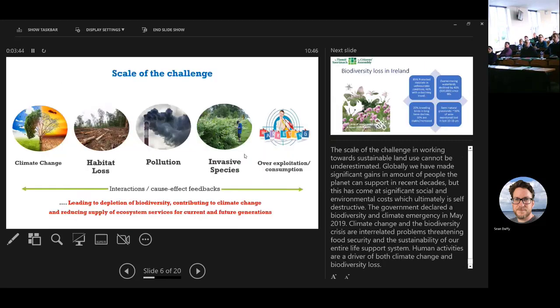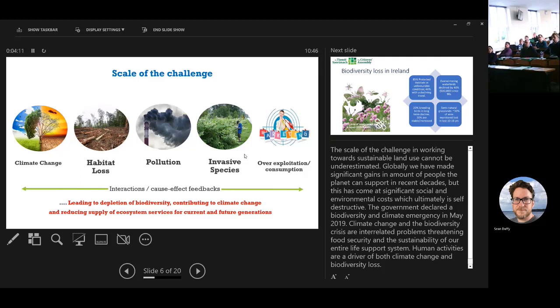But the scale of the challenges we face in terms of working towards sustainable land use cannot be underestimated. So globally, we've made significant strides in the last number of decades, the last 100 years or so, in terms of the amount of people that the planet can support. But this has had significant social and environmental costs, which are ultimately self-destructive, which we see at the moment.